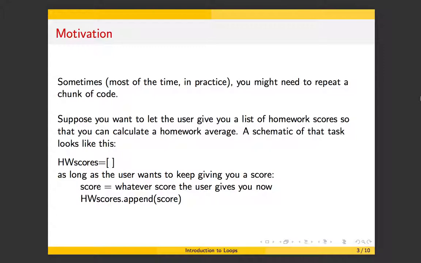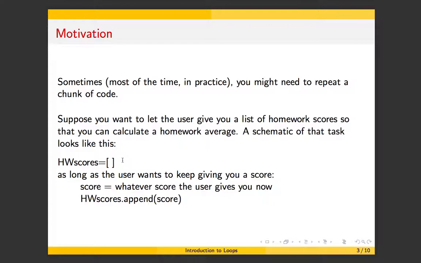Suppose you want to let the user give you a list of homework scores in order for you to calculate a homework average. So you want the user to give you, say, 15 scores, and you want to then average those scores to give an average homework grade. So a schematic of the task would look like this. Initially, the user is going to give you a list of scores, so it makes sense to use a list. Initially, you have no scores because the user hasn't given you any. So initially, there are no homework scores, corresponding to an empty list of scores.